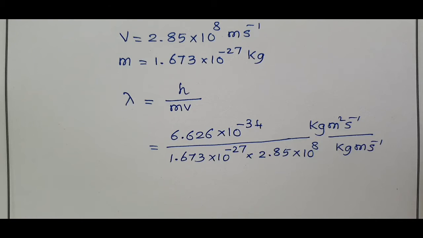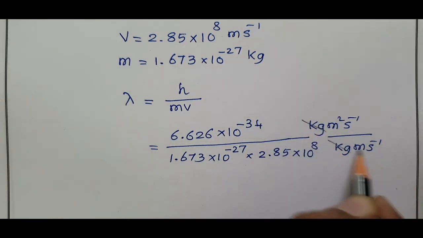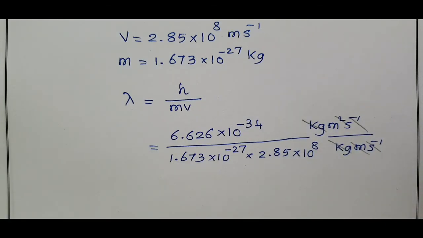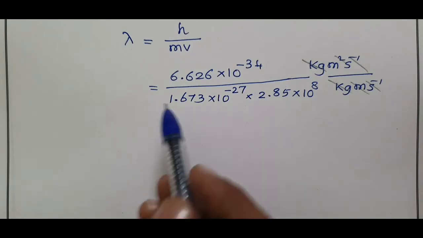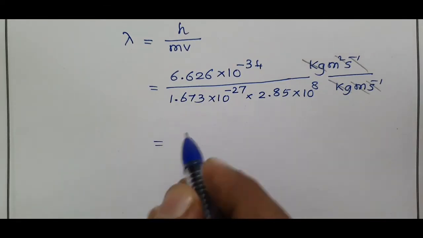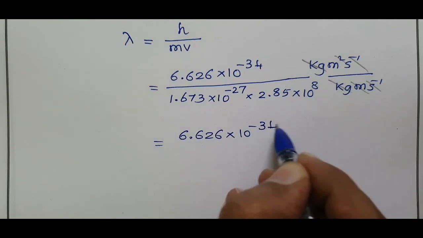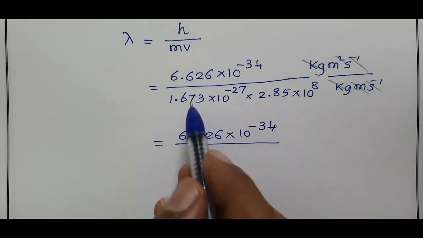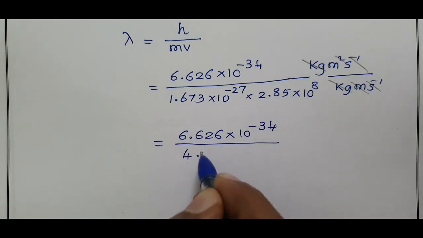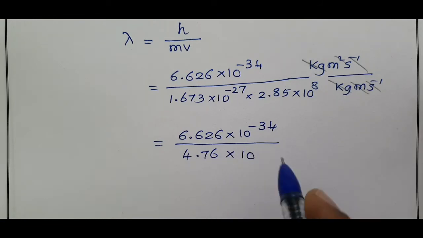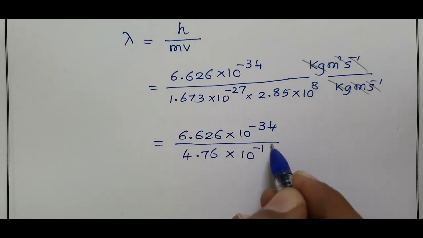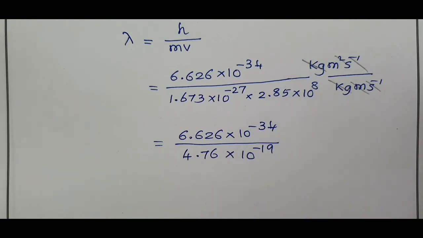When we cancel, we get meter as the unit of wavelength. When you multiply the denominator quantities except the 10 power, 1.673 and 2.85, and divide 6.626 × 10^-34 by this product, it gives 4.76 × 10^-19 plus 8, equal to 10^-27.